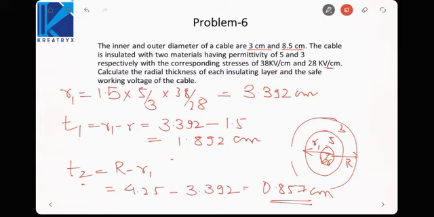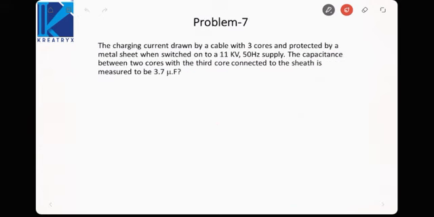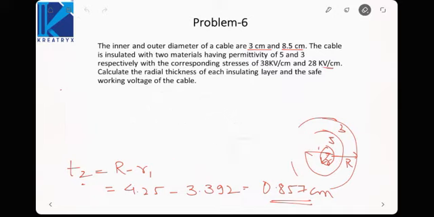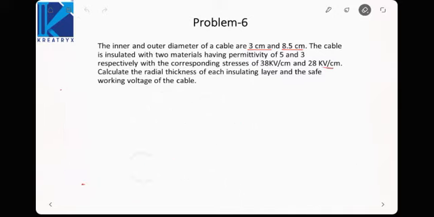Okay, so this is the thickness of the two insulating layers. Now we need to find the safe working voltage of the cable, that is the maximum voltage of the cable. To find the maximum voltage of the cable, we need to find the maximum voltage across each insulator.